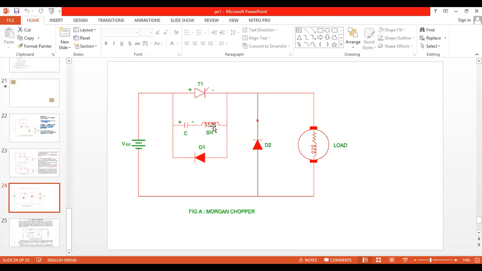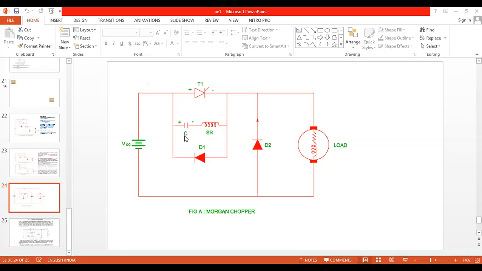Or when the supply is on, current first flows through the capacitor. SCR T1 is not given any firing pulse. It is off. When supply is on, current flows through the capacitor to the inductor, that is saturated reactor, to the motor, and from motor to the VDC minus. 2 points you can write. Okay.